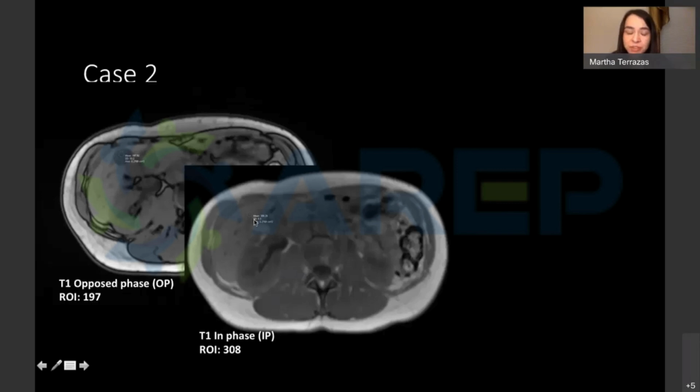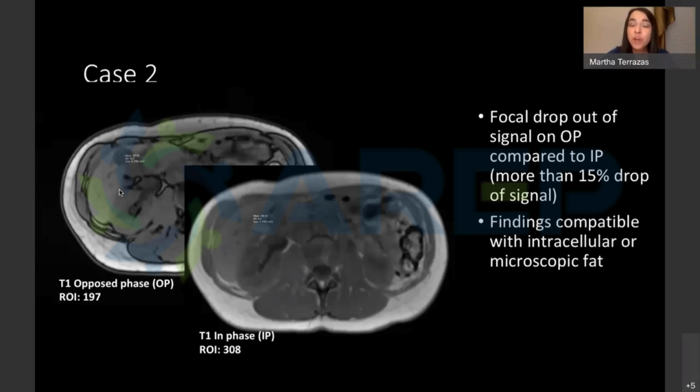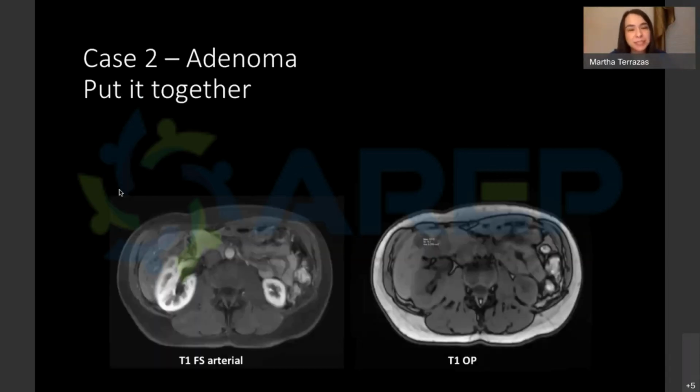We know that that was where the arterially enhancing liver lesion was. And then you look on our opposed phase and it's darker. It dropped out signal. So we do have focal dropout signal on our opposed phase compared to our in phase. And that's more than 15% signal, both objectively and subjectively, right? Objectively, we can actually measure the ROIs and see if it dropped out more than 15%, which it does. And then subjectively, it looks like it's dropping out. And so if we know that this is our pathology sequence, we know that there's intracellular or microscopic fat in this lesion. So this has to be an adenoma, right?